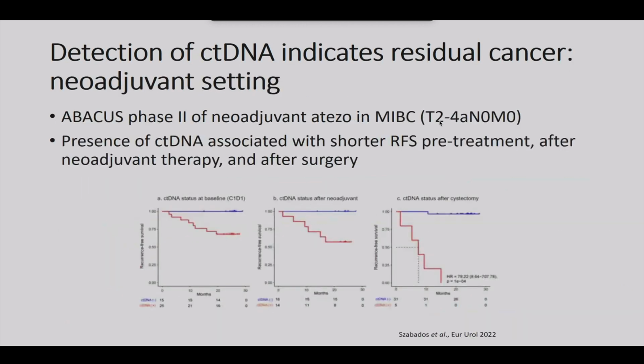Similarly, in the neoadjuvant setting, there was the ABACUS trial published in European Urology this year, or at least the final analysis was published, in muscle-invasive bladder cancer. Here, the presence of ctDNA, again indicated in red, was associated with shorter recurrence-free survival, both pre-treatment, after treatment, and after surgery. So again, the continued persistence of ctDNA is a poor prognostic indicator. And potentially for those that have very low ctDNA, there may be opportunities to test whether those individuals may not actually need cystectomy in that case.